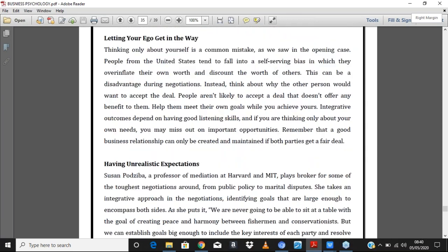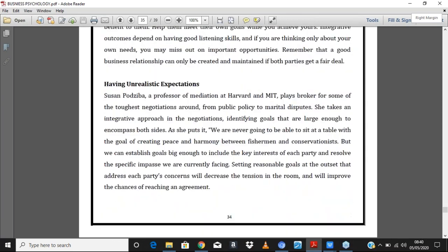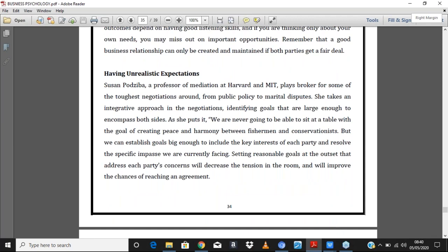Another mistake people make when negotiating is having what is called an unrealistic expectation. An unrealistic expectation is when you're looking forward to something.